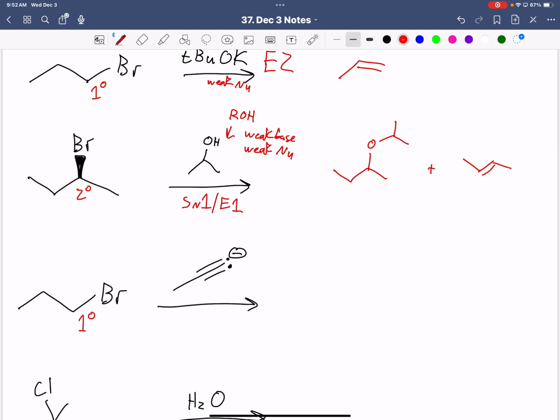Here we got our primary substrate again. This looks a little funky, but you've seen it before. Negative charge on carbon. That's going to be a strong base. This also happens to be a strong nucleophile. Strong nucleophile with a primary substrate, nice and unhindered. That's just an SN2. Let me number carbons here.